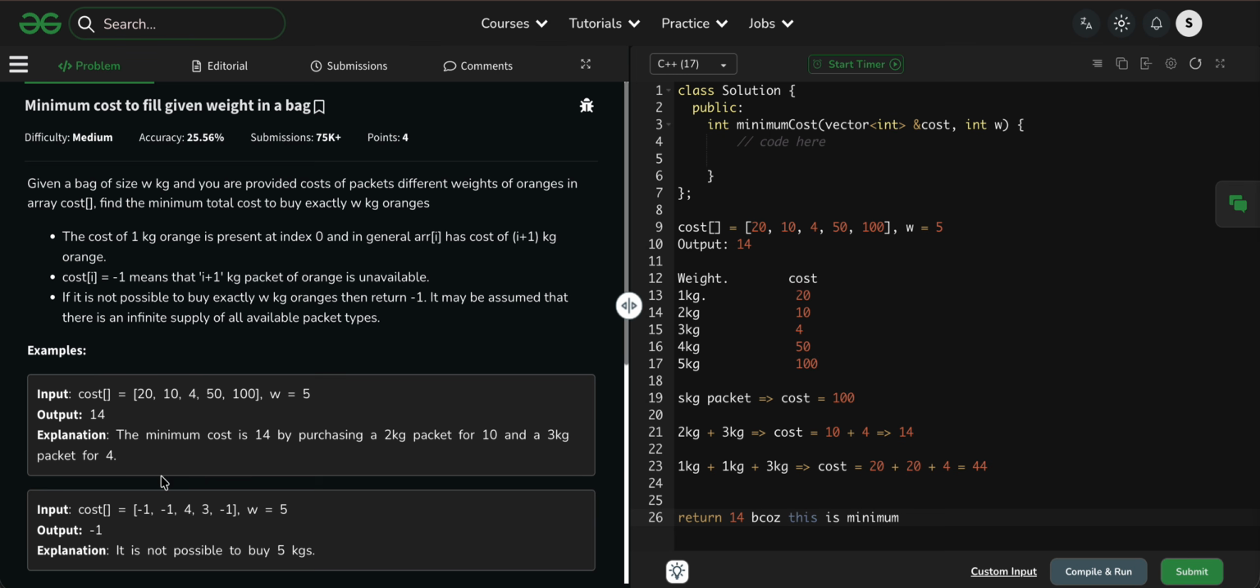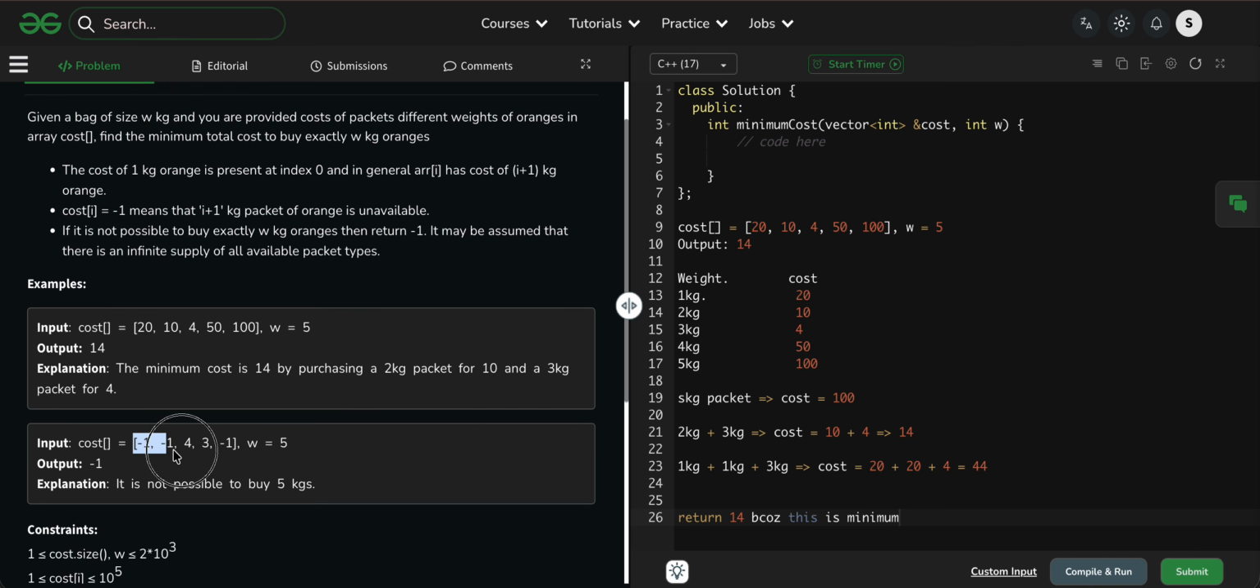Now if I come here, with the same type of example, there is a 2 with -1, which means it is unavailable. If it is unavailable, then we can never use it, and this is 3 and this is 4. 3 and 4 make 7, so there is no chance to make 5, right? So for that reason we return -1.